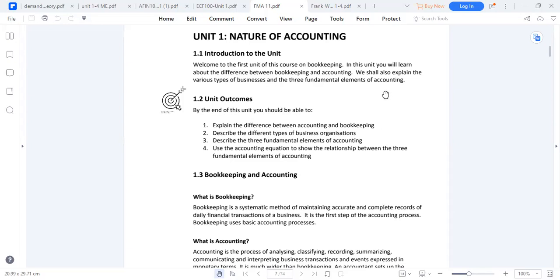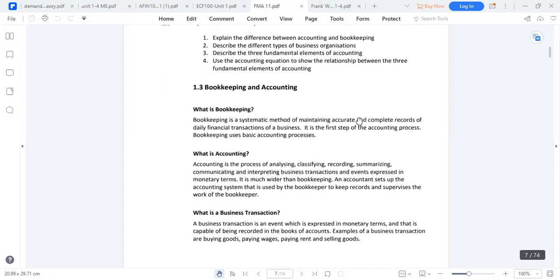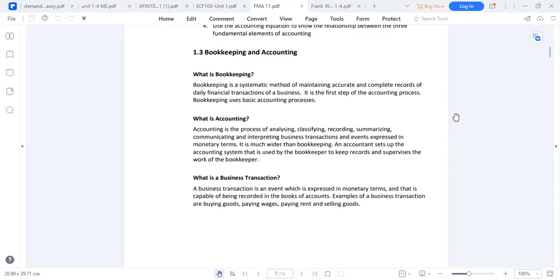So to start with, we can define bookkeeping simply as a systematic method of maintaining accurate and complete records of daily financial transactions of a business. It is the first step that we always have when we engage in an accounting process. Bookkeeping uses basic accounting processes. Accounting, by definition, is simply the processing, analyzing, classifying, recording, summarizing, communicating, and interpretation of business transactions that are expressed in monetary form.